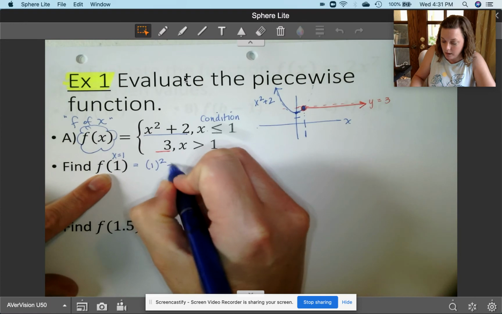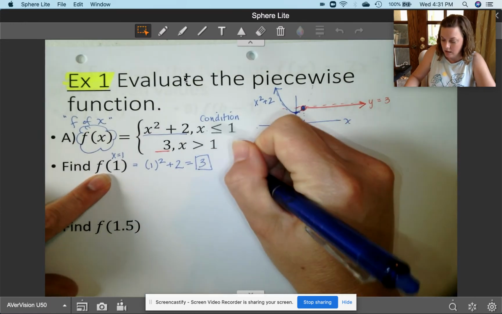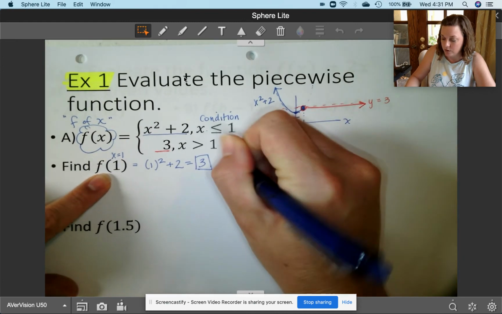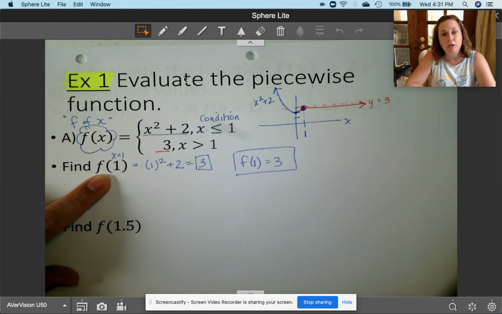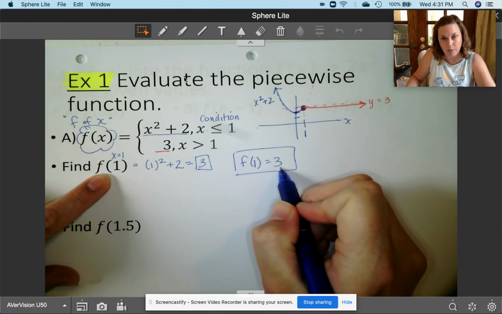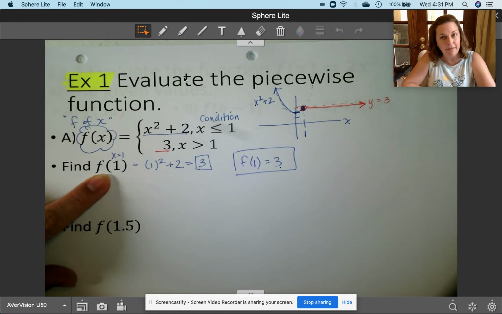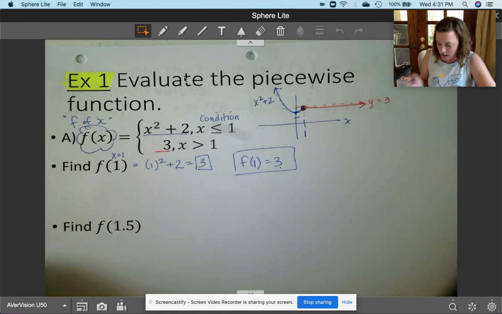We're going to plug in the 1. 1 squared plus 2 is 3. And that is the best way to write it, f of 1 equals 3. This is function notation. We love function notation because it says the input was 1 and the output was 3. And that's the ordered pair, (1, 3), on my graph. How about that? Kind of nice.